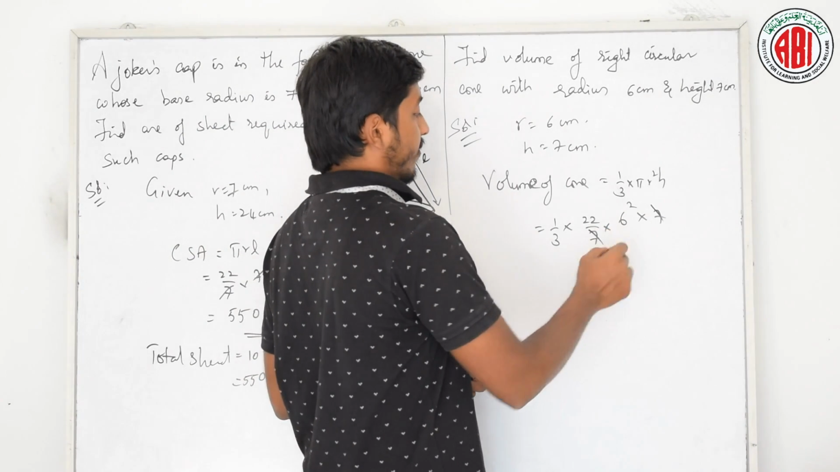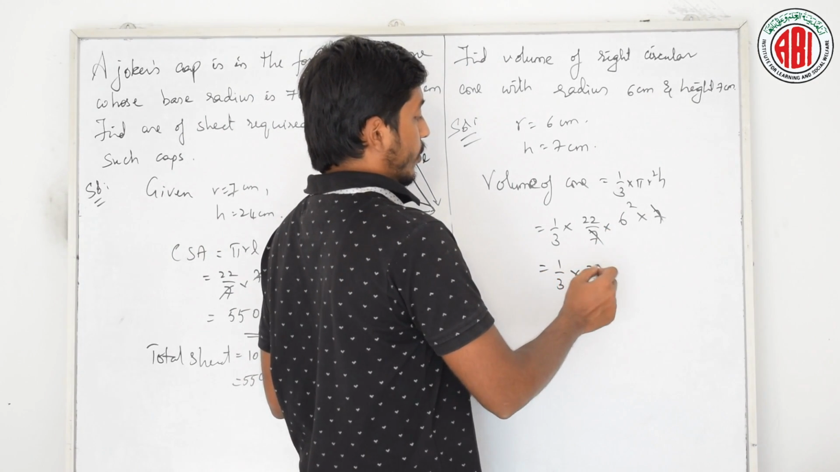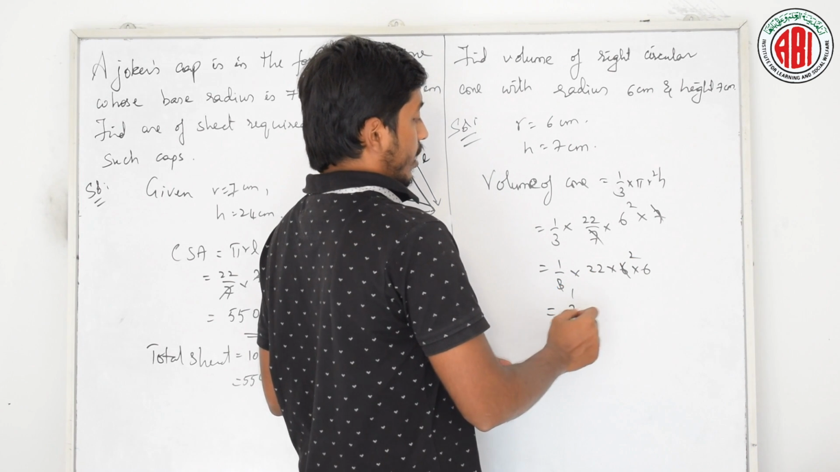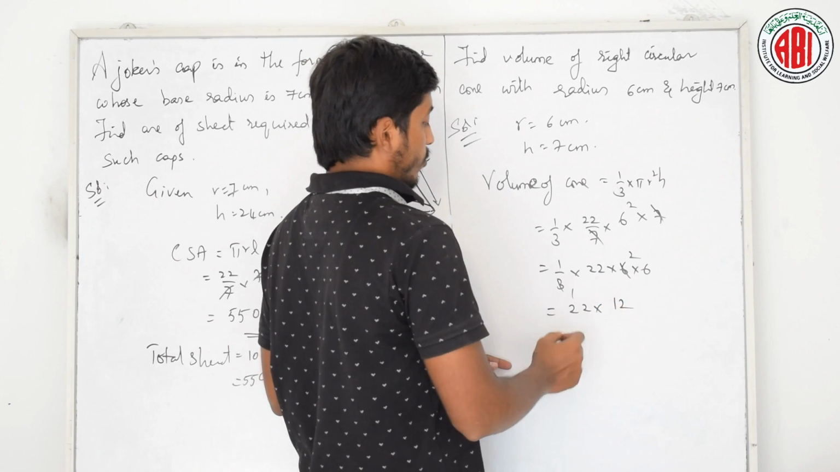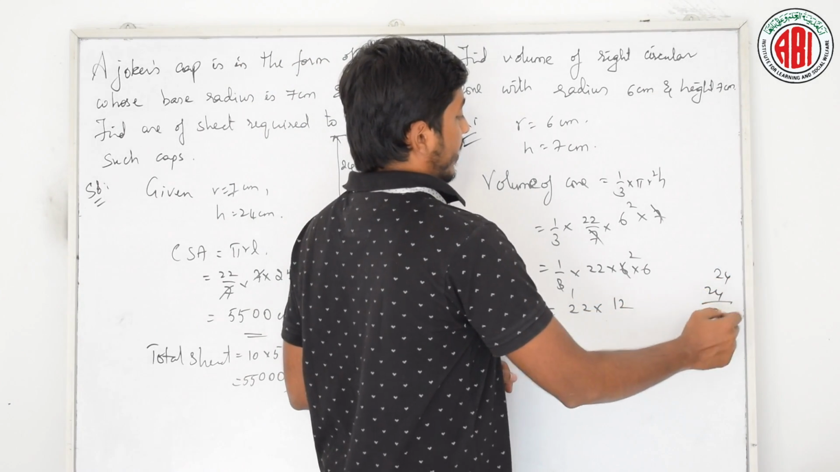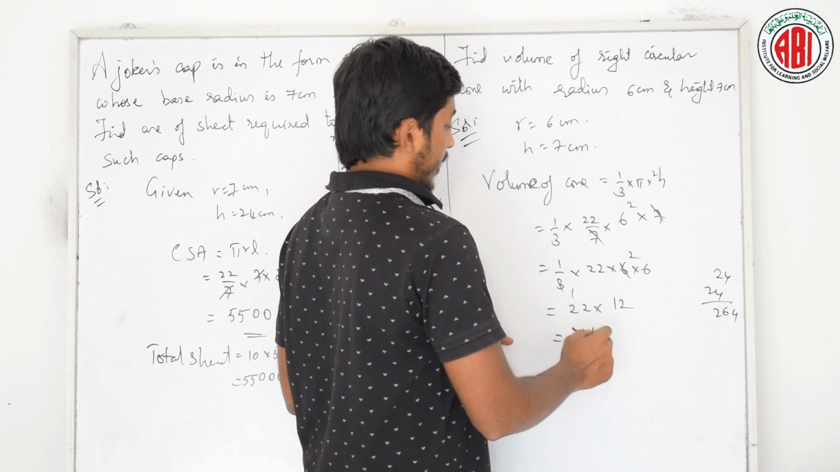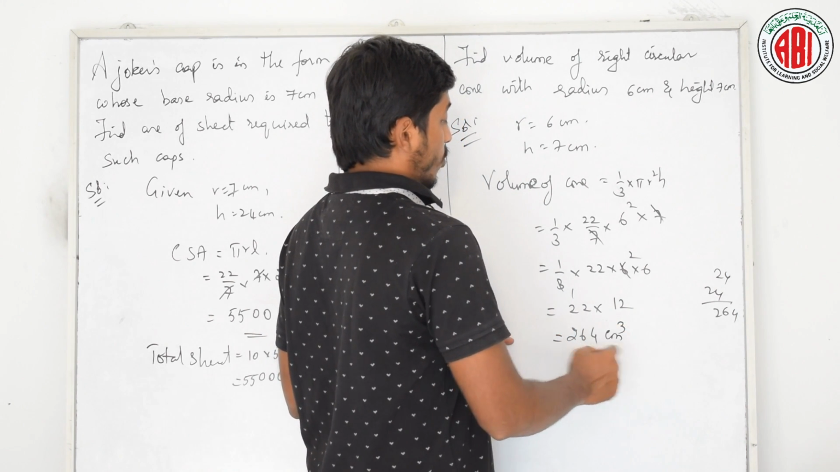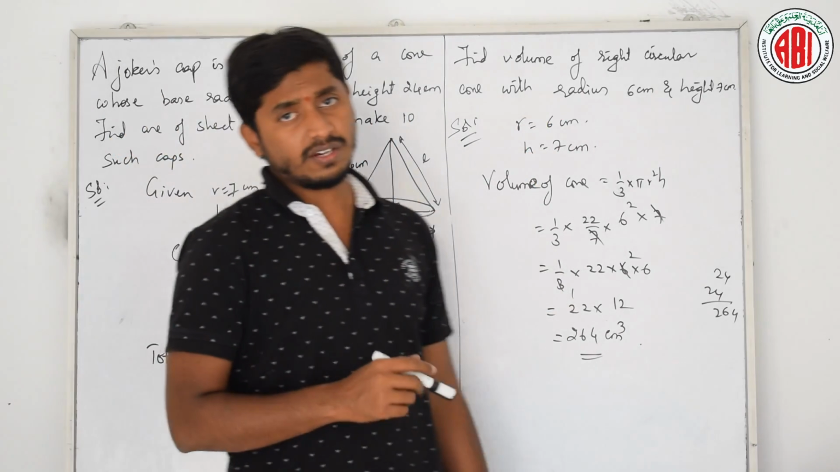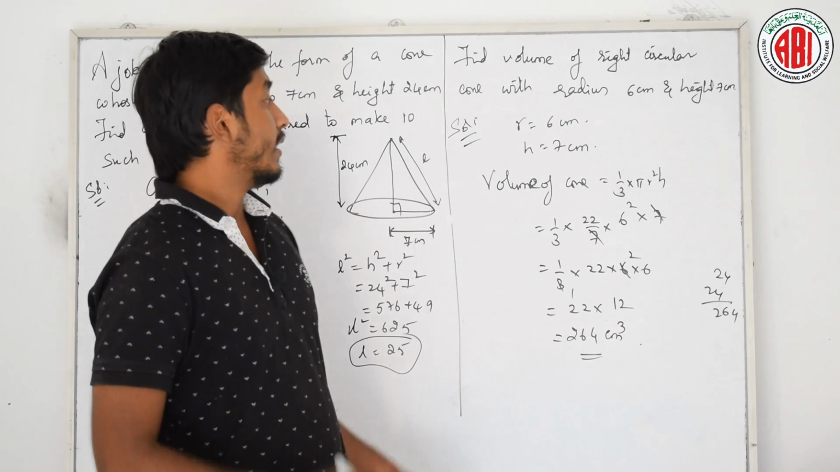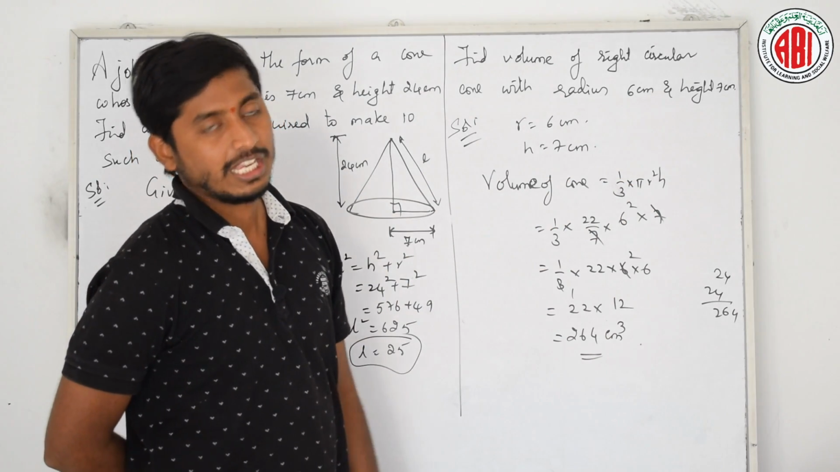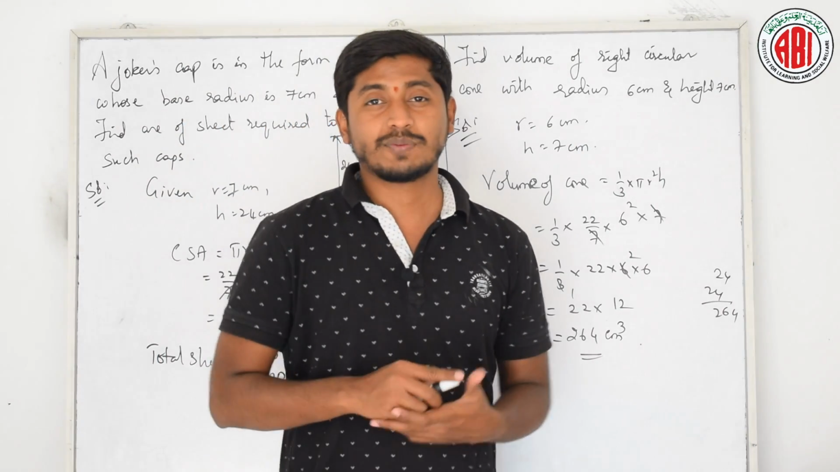Okay. 7 will get cancelled. 1 by 3 into 22 into 6 into 6. 3 ones are 3, twos are 22 into 6 twos are 12. How much is it? 24. That is 264. 264 centimeter cube. Don't forget to write the units there. Is it right? Is it not easy to solve? We have to know the formula of volume as 1 by 3 pi r square h. Is it clear? Shall we move on to the next problems?